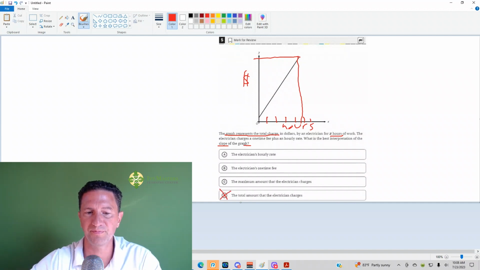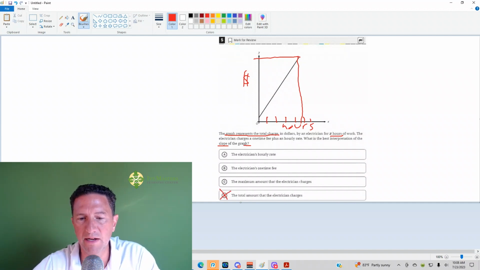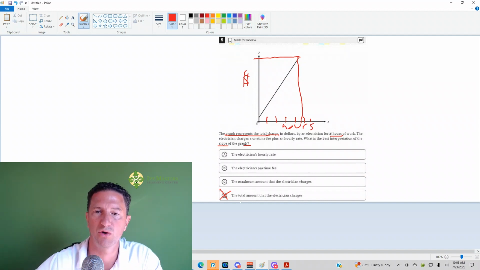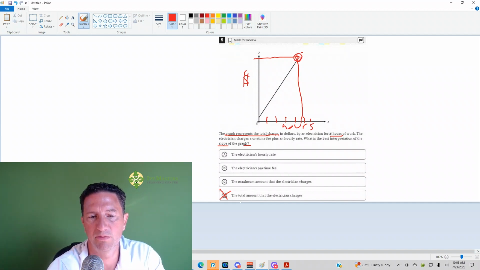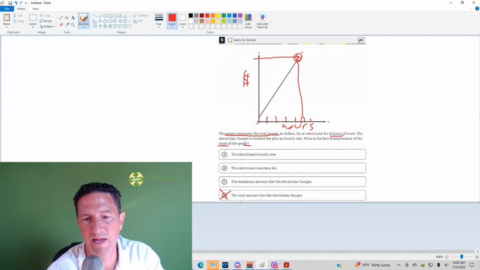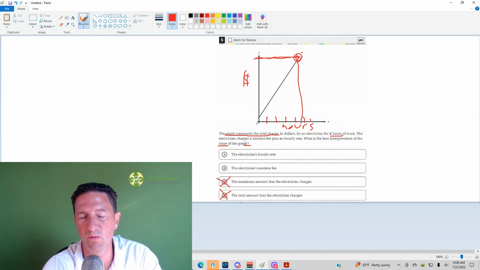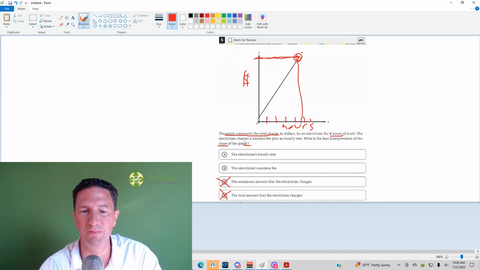D is out. Answer choice C, the maximum amount the electrician charges. Well, if the electrician works an unlimited number of hours, then it's an unlimited amount of charge. But as far as the graph goes, it looks like it ends there. So that's going to be the maximum for that graph. And again, the charge would be the y-axis. You have to go over to the y-axis. So that's not it. Again, we're saying, what does a slope mean?